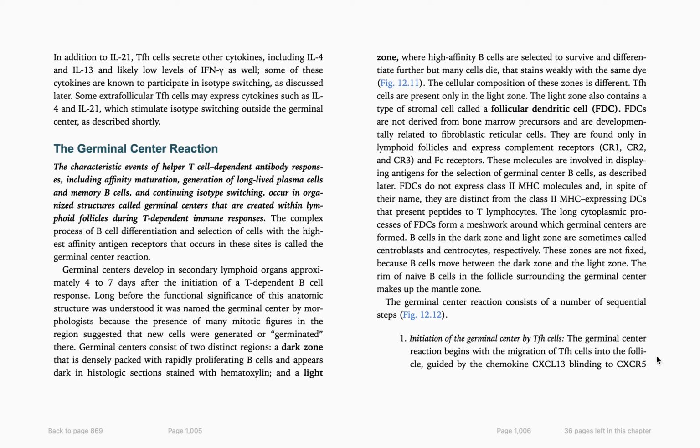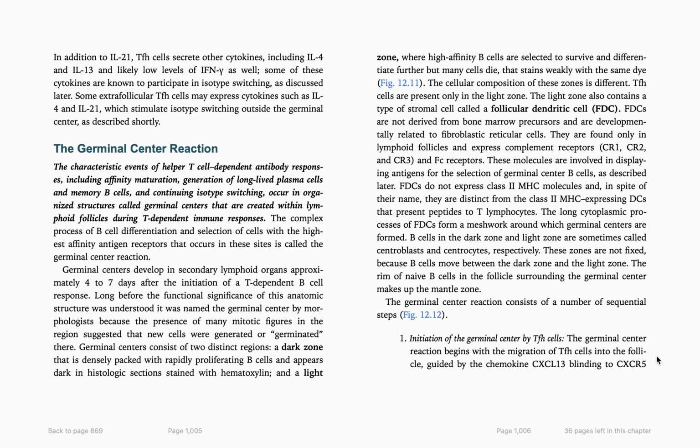The germinal center reaction. The characteristic events of the helper T cell dependent antibody response, including affinity maturation, generation of long-lived plasma cells and memory cells, and continuing isotype switching, occur in organized structures called germinal centers that are created within lymphoid follicles during T-dependent immune responses. The complex process of B cell differentiation and selection of the cells with the highest affinity antigen receptor that occurs in this site is called the germinal center reaction.